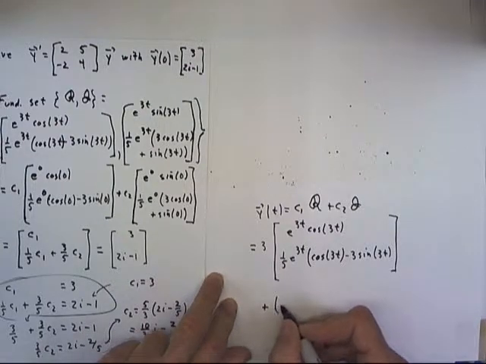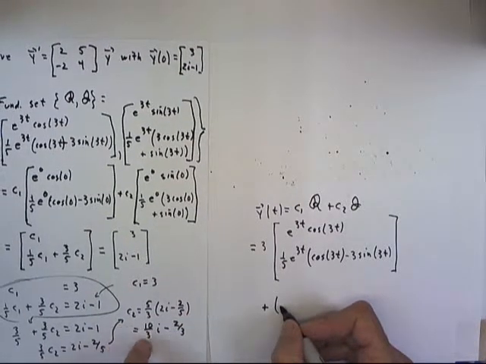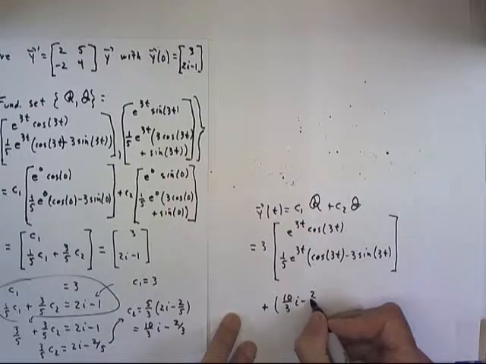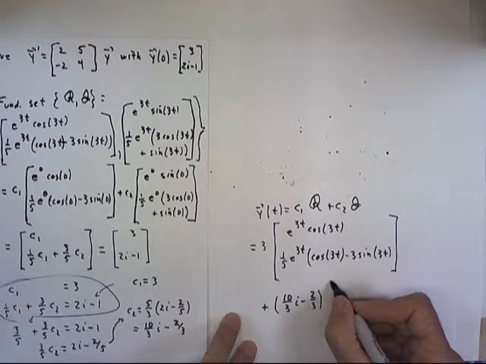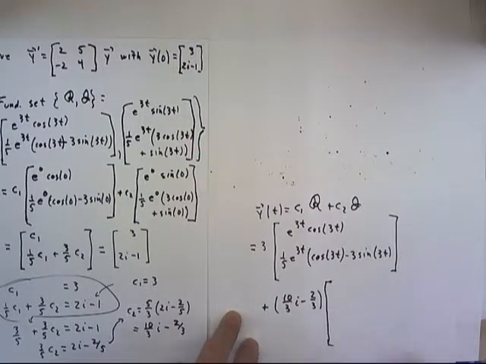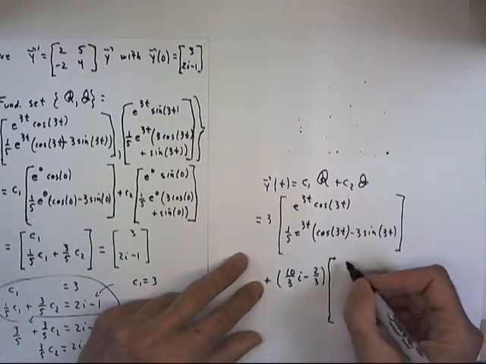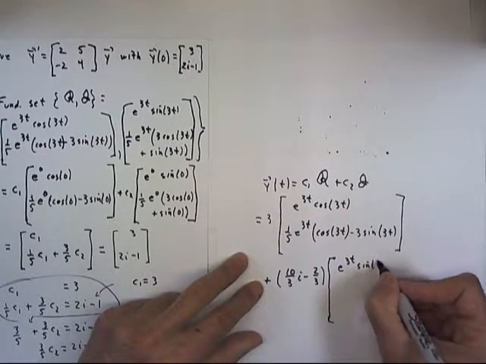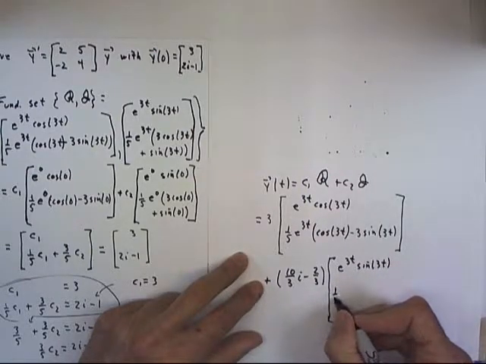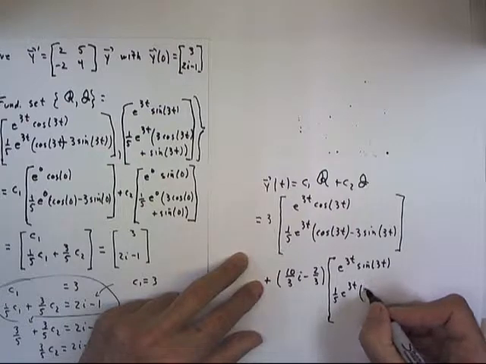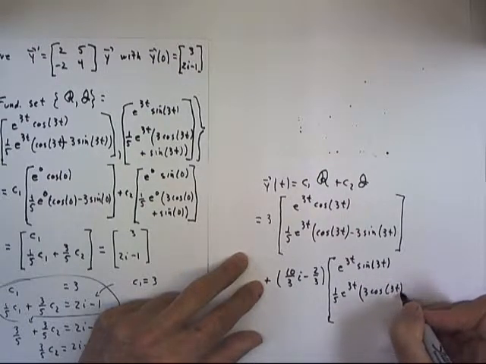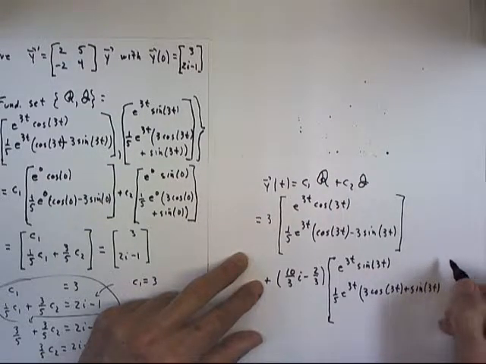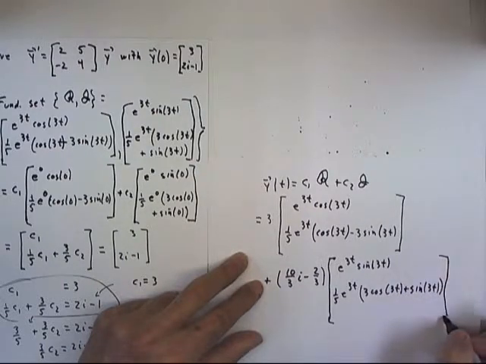plus C2, which is 10/3 i minus 2/3, times our second fundamental vector, e to the 3t sine of 3t, 1/5 e to the 3t times 3 cosine of 3t plus sine of 3t. Close the parentheses, close the brackets.